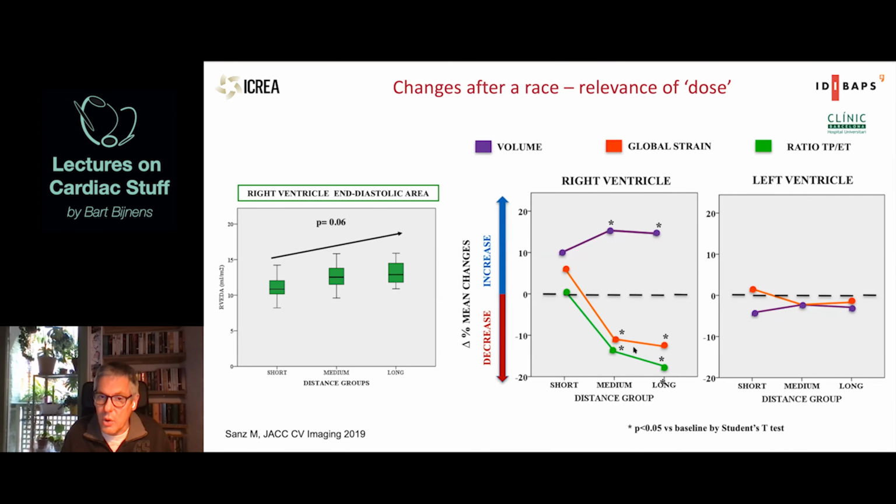But what you see is that it goes down. In the short group it does go up a little bit, but in the long and the medium group it really goes down. And similarly, you see that this ratio of the peak comes earlier and earlier, and that has a dose effect. So there also seems to be something that the pressures in the right ventricle increase with more exercise. So there clearly seems to be a dose effect.